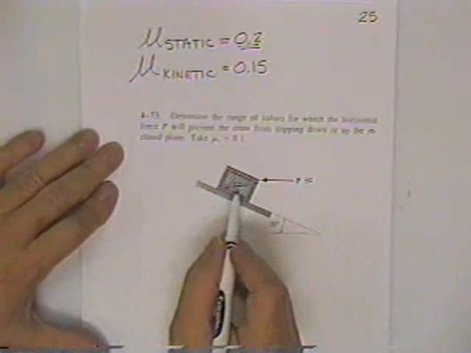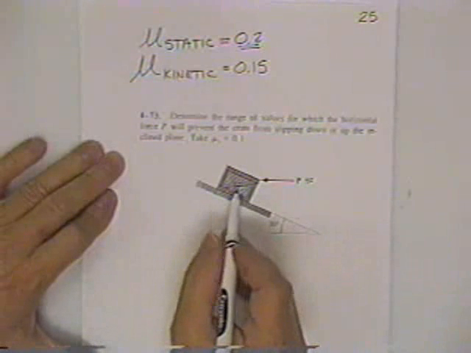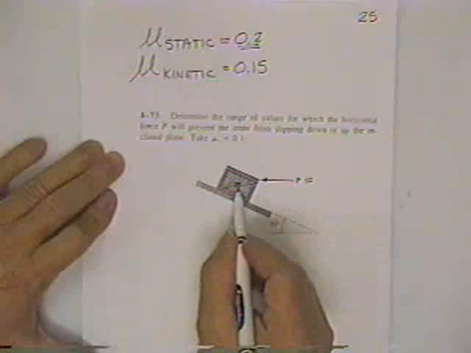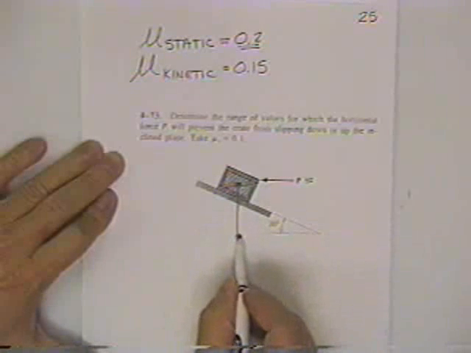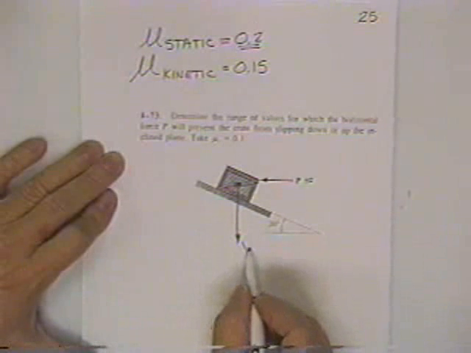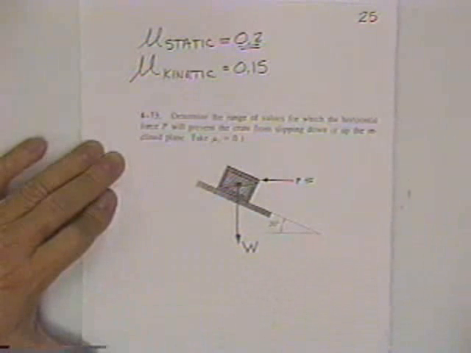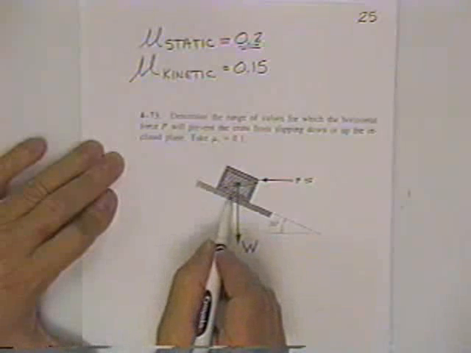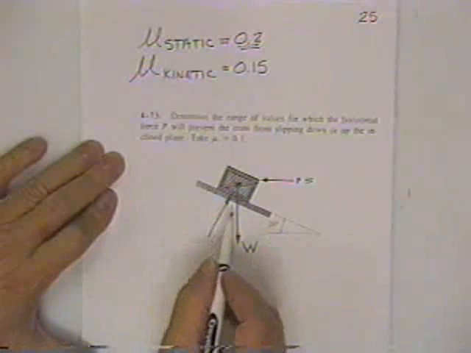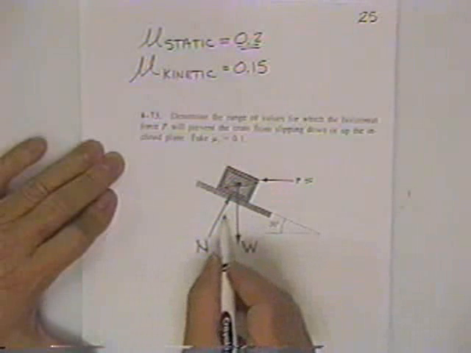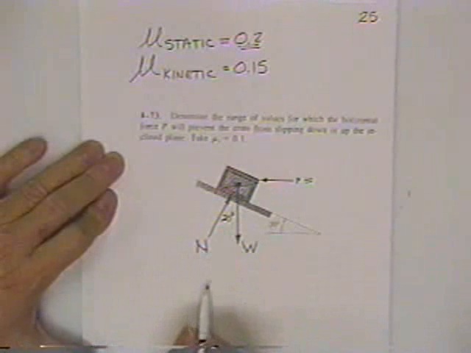Now, these problems require that you draw a free body. Here's a free body of this crate. Gravity is pulling straight down on it. This particular crate doesn't tell us the weight, so probably we would just call it W. Because the crate is sitting on the plane, there will be a resisting force, usually called the normal force. That angle between these two is 20 degrees.